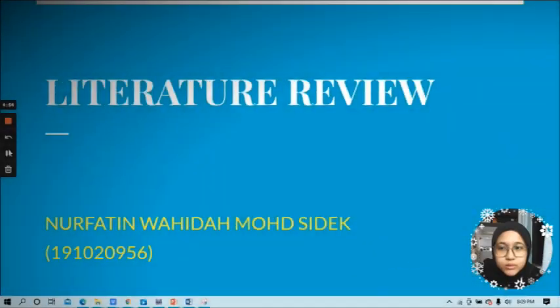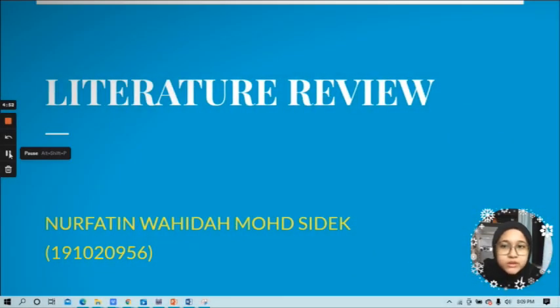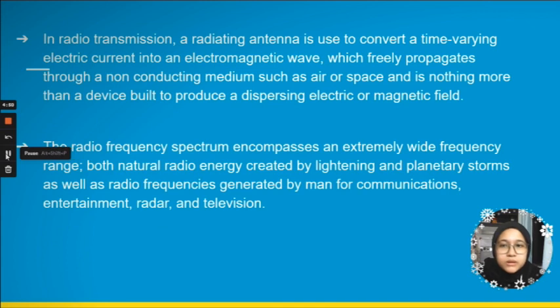For the next presenter, I will call upon Nofatin Wahida to present. So I will present my part, which is the literature review. In radio transmission, a radiating antenna is used to convert a time-varying electric current into an electromagnetic wave, which freely propagates through a non-conducting medium such as air or space, and is nothing more than a device built to produce a dispersing electric or magnetic field.